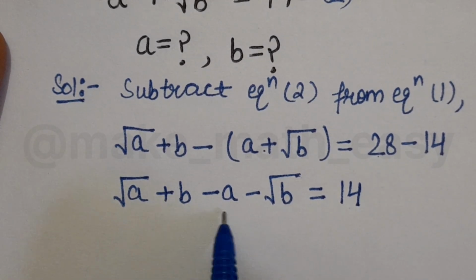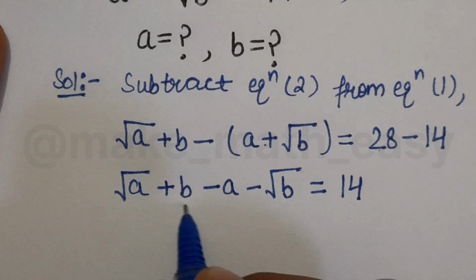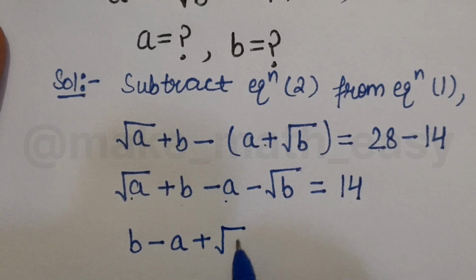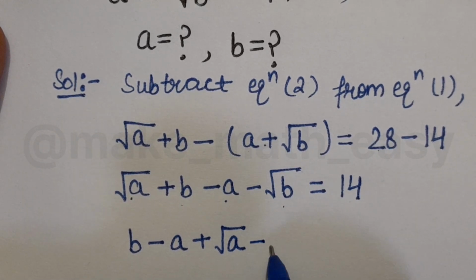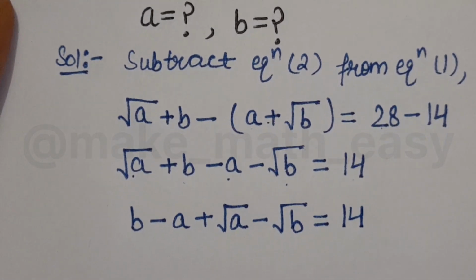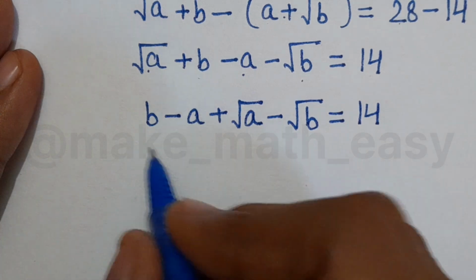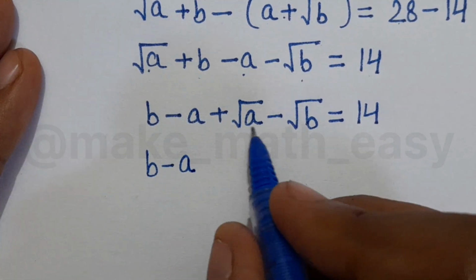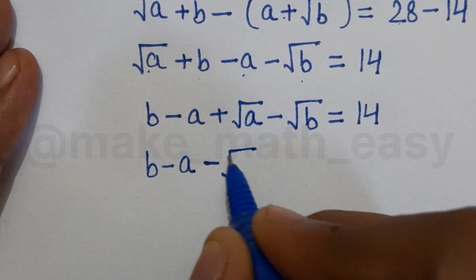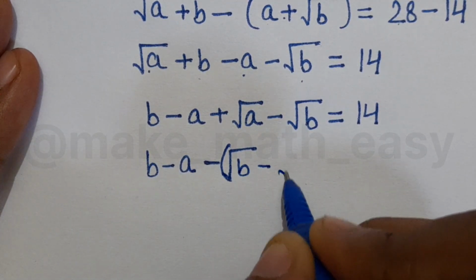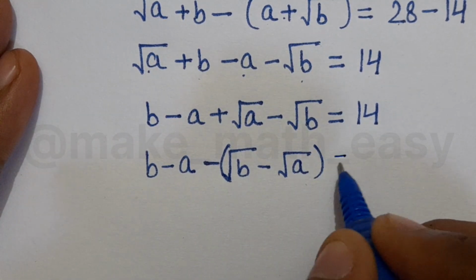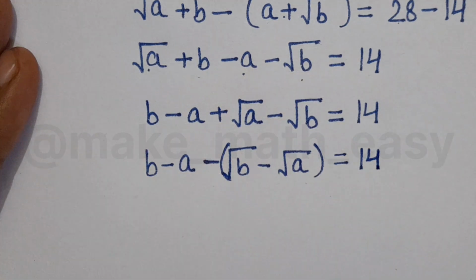Now rearranging these terms as this one: b minus a plus root a minus root b equals to 14. This b minus a as it is, and we take minus common from these two terms, and we get root b minus root a after taking minus common from both these terms. So it is equal to 14.